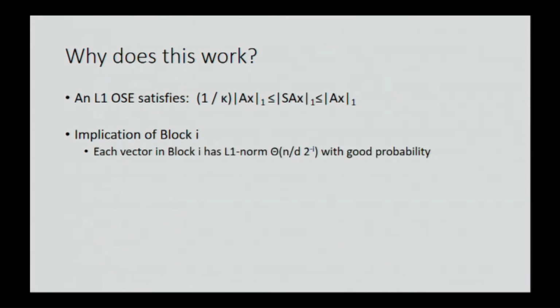So let's look at each vector in the ith block. Well, it has n over d divided by 2 to the I non-zero entries, right? That's how we constructed it. And all those non-zero entries are standard Gaussians. Okay, so the L1 norm is going to be n over d over 2 to the I up to a constant factor with very high probability, right? I take that number of Gaussians, so I should get that L1 norm.